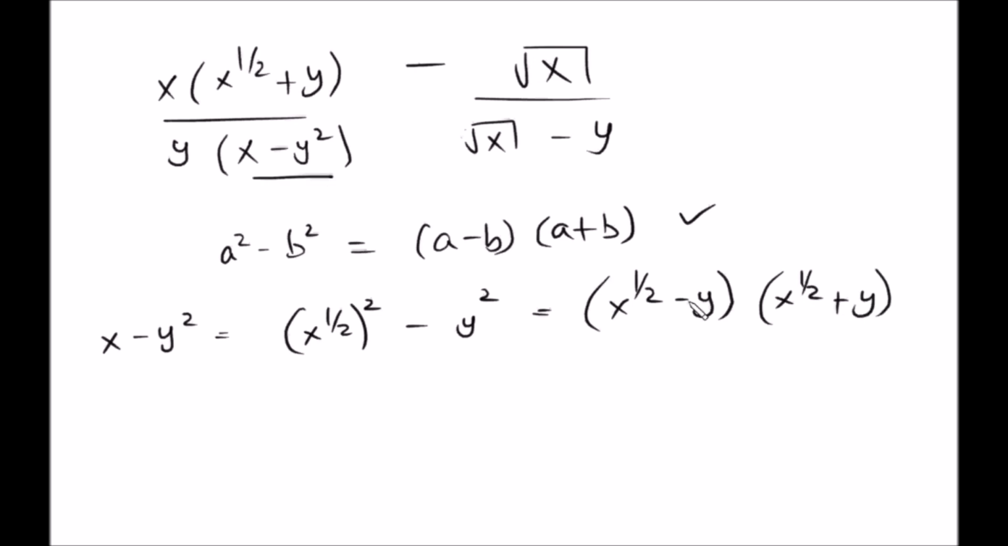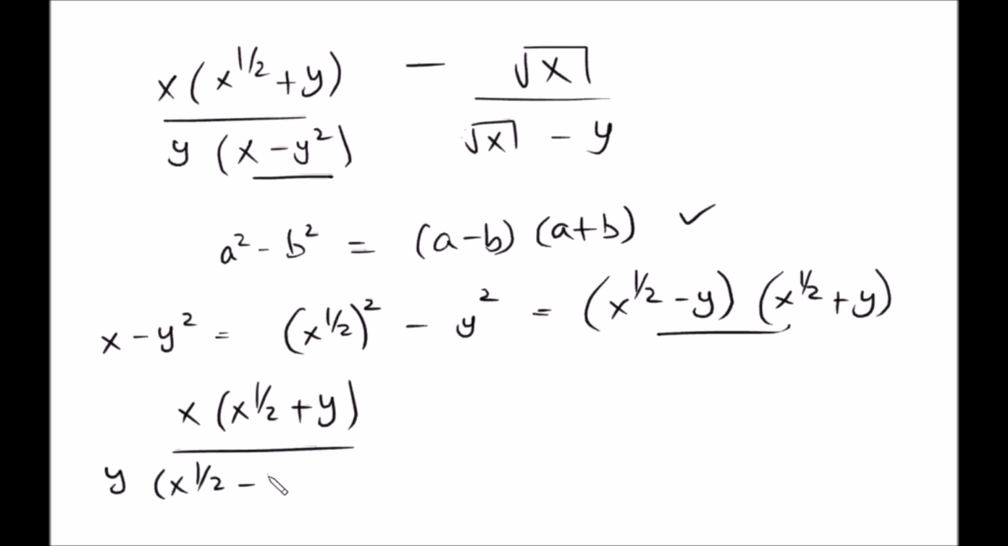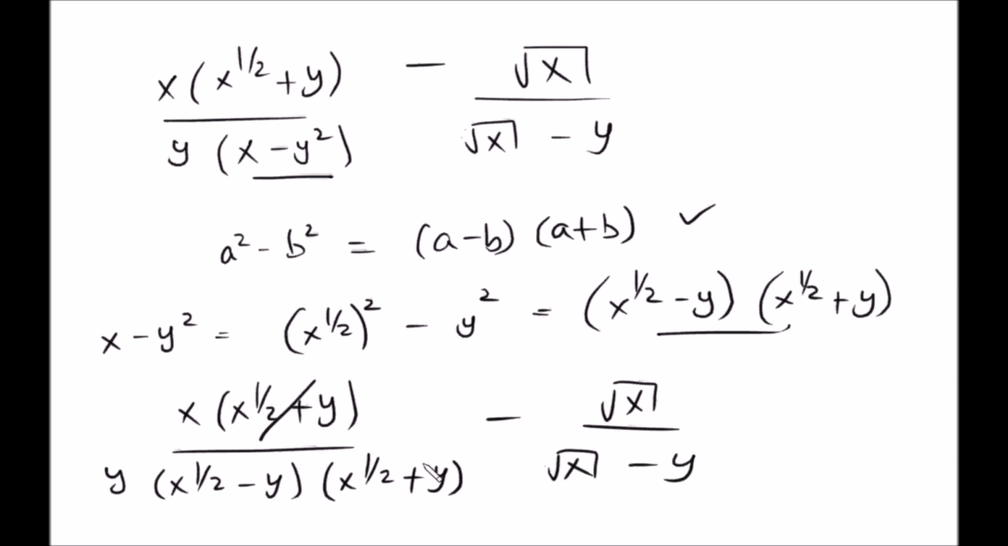So this below we put like this. So there we will have x and then x power half plus y over y. So we're going to have x power half minus y and then x power half plus y. So minus the square root of x over the square root of x minus y. So this and this cancel out. So what are we left with?